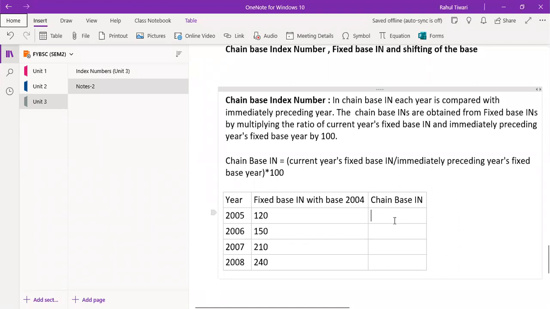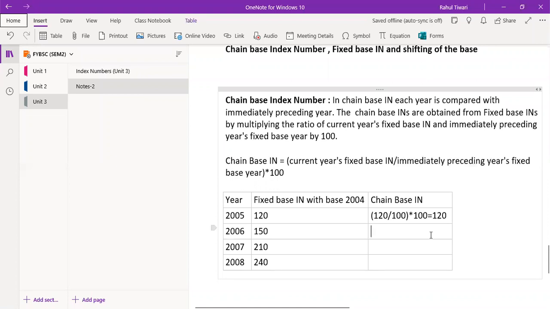So, what is the formula? Current year fixed base divided by immediately preceding year's fixed base. So there is no preceding year. Preceding means above this, so above this there is nothing. So we will always compare that with 100. So it is 120 divided by 100 multiplying by 100, which would be 120, because the 100 will get cancelled. Or you can directly write 120 also, no problem, because there is no immediately preceding year's fixed base.